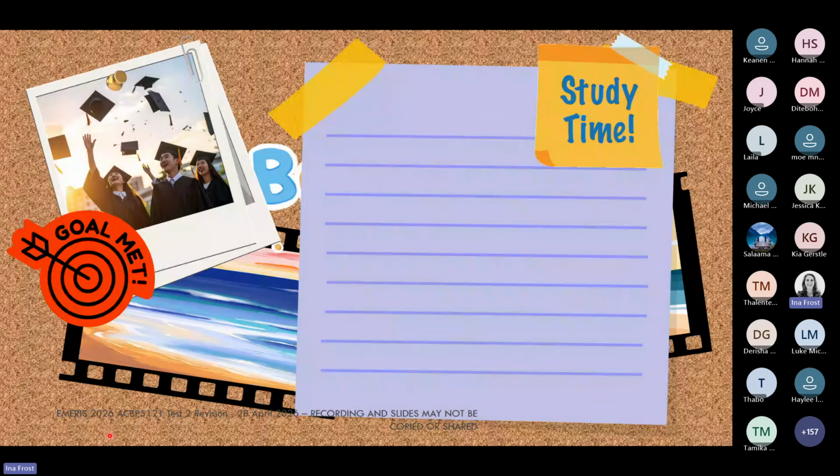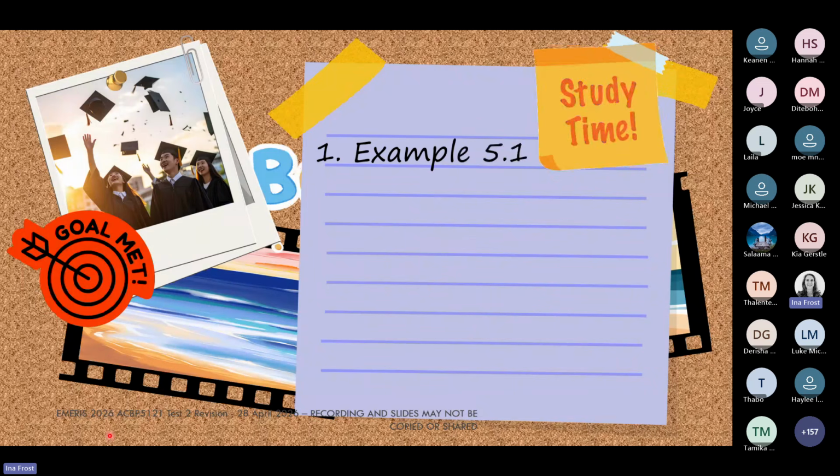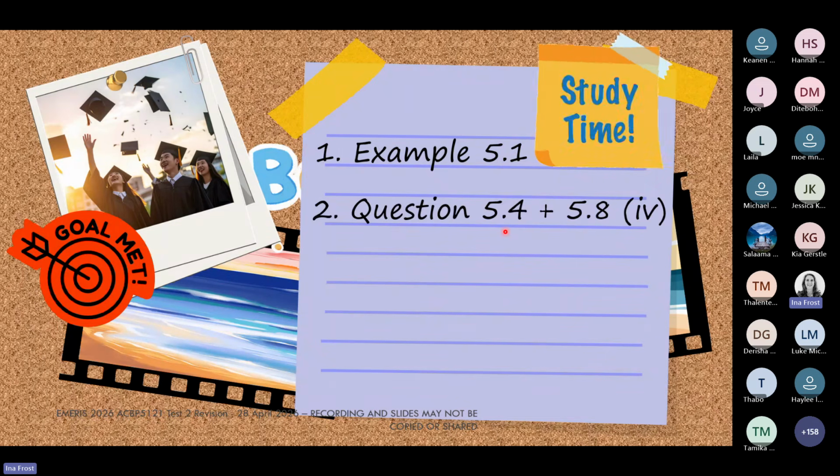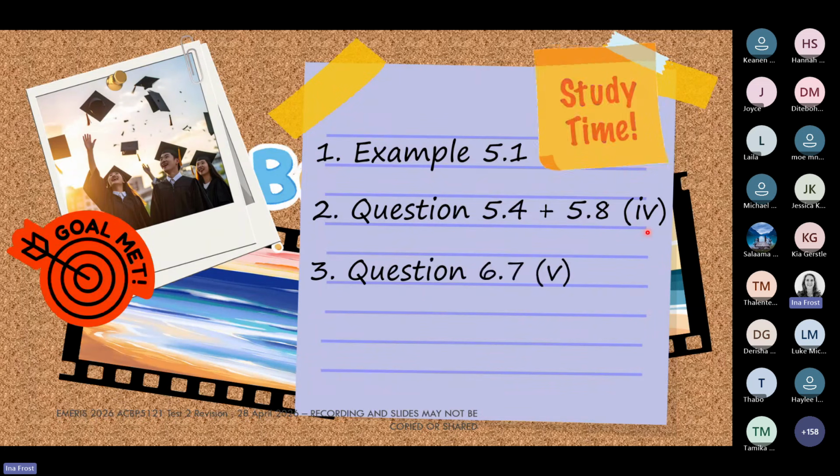Okay, so we said our key now to doing well in the test and the exam is for us to practice as much as possible. So what can I practice? I can practice example 5.1. I can practice question 5.4, which I've referred you to a few times. Question 5.84 is also general journal entries. Question 6.75 is more general journal entries.